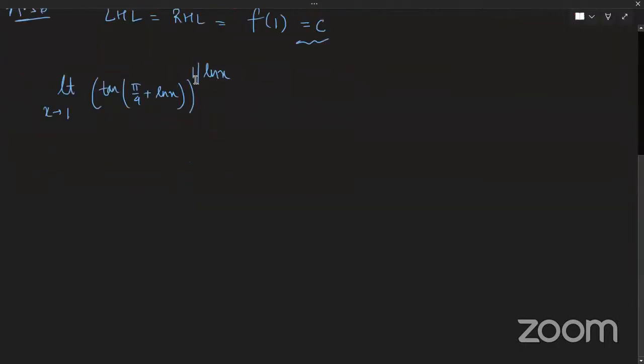So if x is tending to 1, where is ln x tending to? ln of 1. What is ln of 1? It is 0. So where will 1 by ln x go to? Infinity. Which indeterminate form is this? 1 raised to infinity. Because if you substitute ln x as 0, you get tan of pi by 4. What is tan of pi by 4? Tan of 45 degrees is 1. So it is 1 raised to infinity.